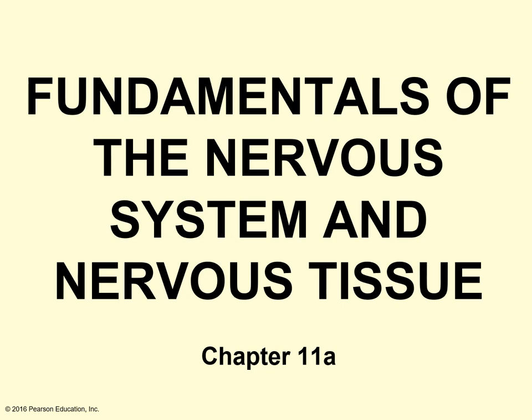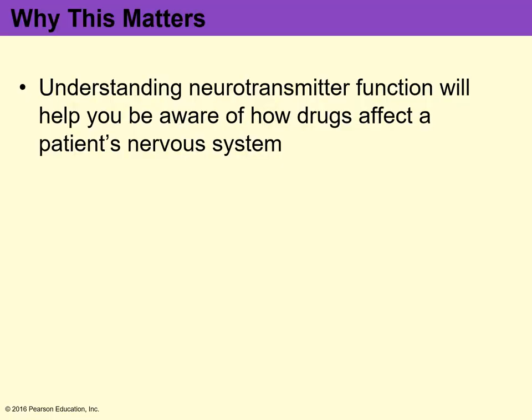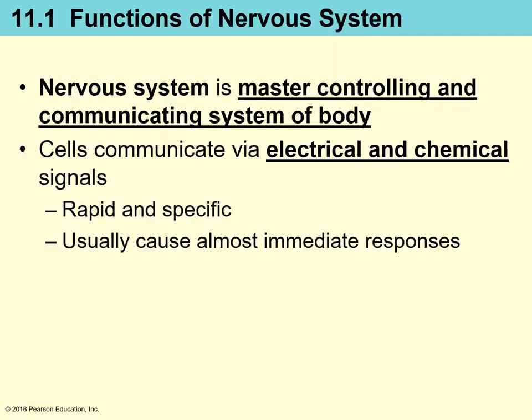Chapter 11, Part 1, or Part A, deals with fundamentals of the nervous system and the nervous tissue. So we're going to break this down into 3 different parts. Why do you need to know this or worry about it? It's because understanding how neurotransmitters function at the neuromuscular junction, or how they function neuron to neuron, is going to help you understand how different drugs may affect the patient's nervous system.